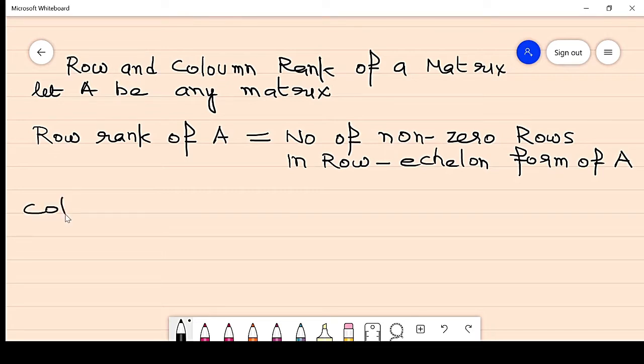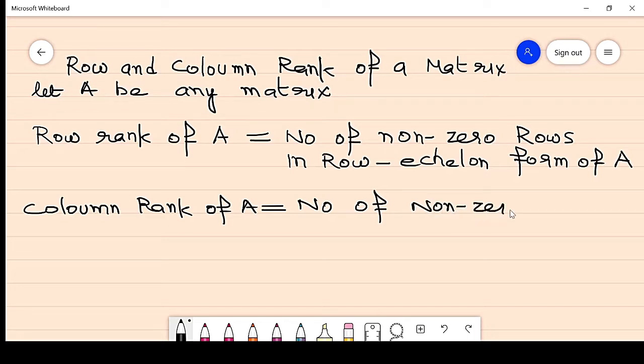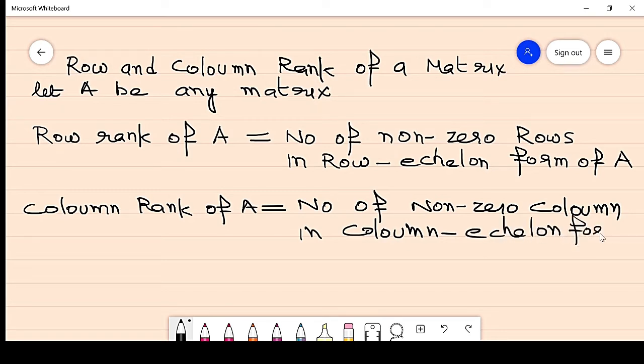Similarly, the column rank of A is the number of non-zero columns in the column echelon form of A. So we will understand the row echelon form and column echelon form practically in the question.